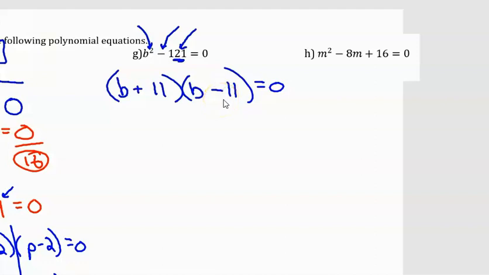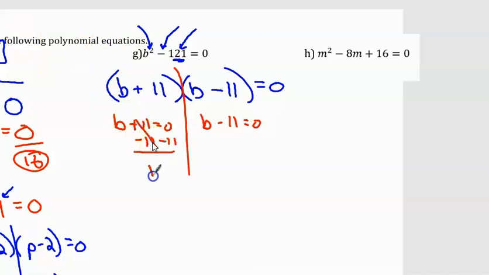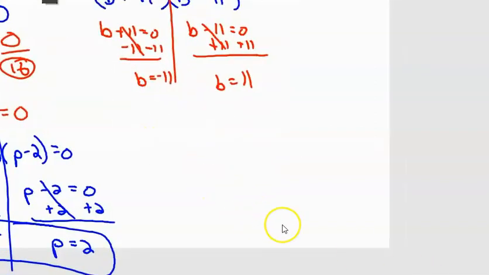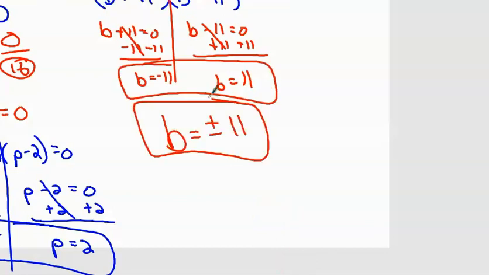From here, we're not done because it equals 0. So now what are we going to do? We're going to make them both equal to 0 and then solve. What's the opposite of adding 11? Subtracting. What is the opposite of subtracting? Adding. So then my answers are b equals negative 11 and b equals 11. Okay? All right. One more. Let's see what's going on for this one. Okay? There we go. Plus or minus 11.